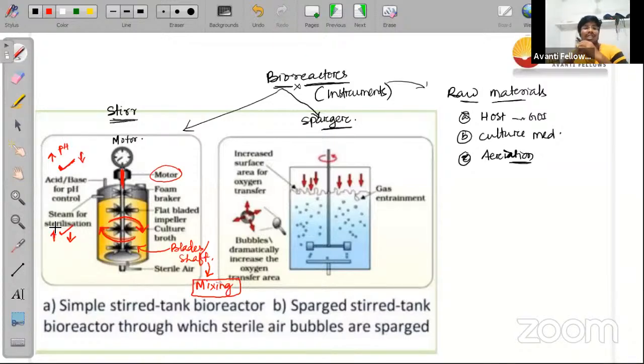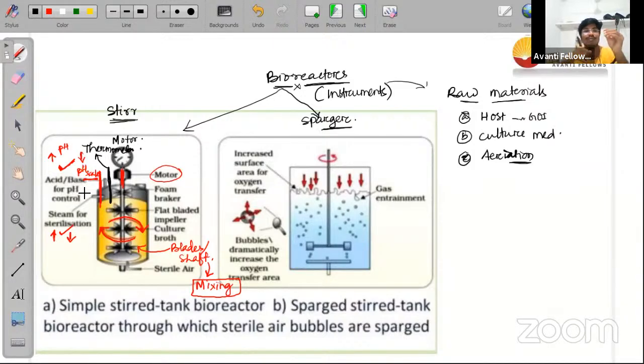Then how can we get to know what the pH level is or what the temperature level is? For that, in this stir type of bioreactor, on this side only, one thermometer will be there and one pH scale will be there. The red color one I drew is the pH scale, which will measure the pH. And the black color one I drew will be your thermometer. Is that clear to everyone? This will be measuring the temperature, and the pH scale will be measuring the pH of the medium.